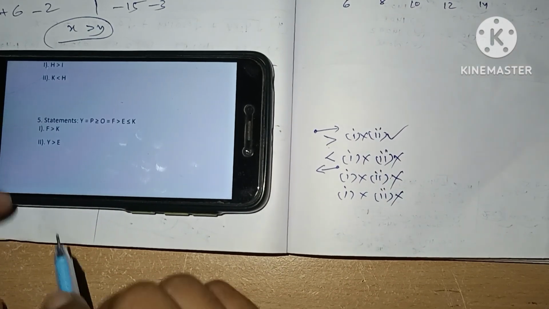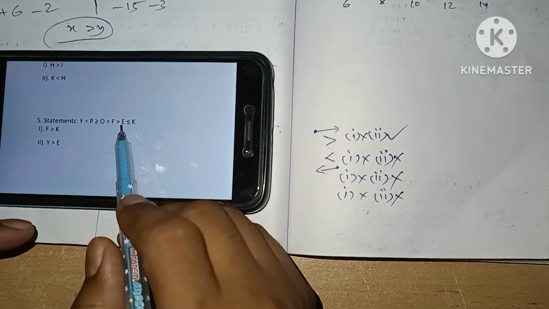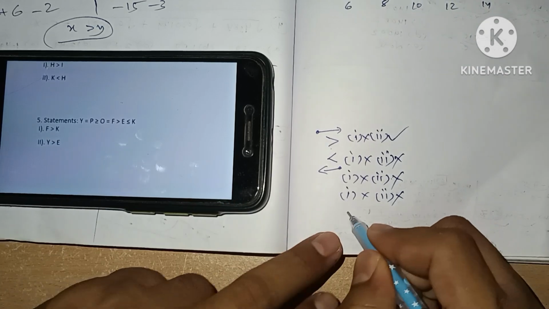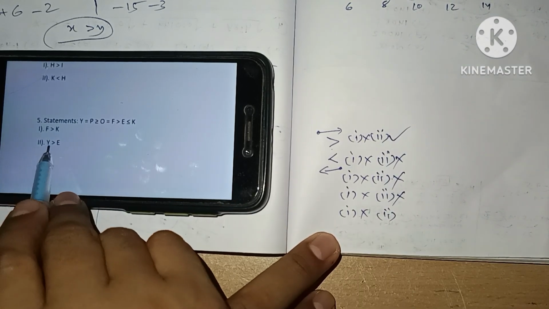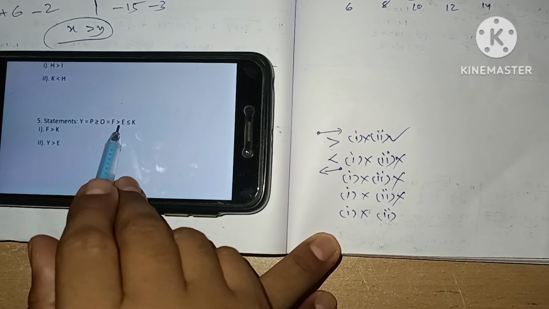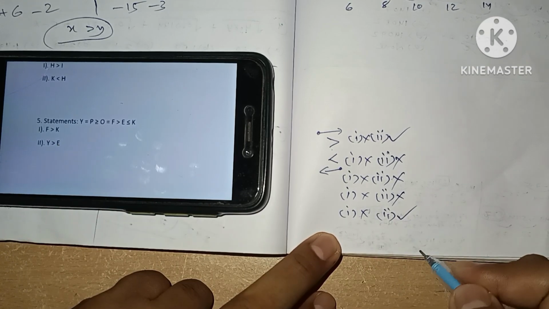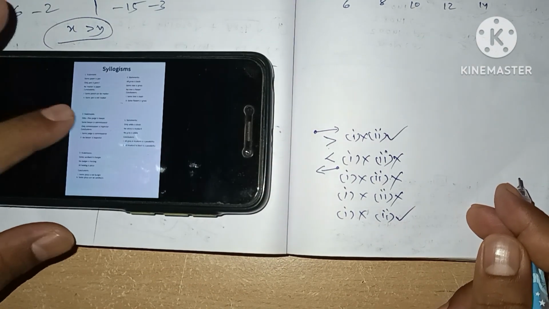Now question number 5. The flow from F to K. From F we can reach to E but not able to reach to K. So first conclusion will be false. Second conclusion, the flow from Y to E. From Y we can reach to P, O, F and E. So it is true. Now we are going to see syllogisms.